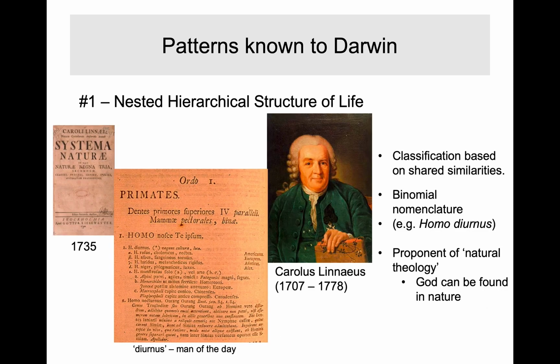Also known to Darwin at the time, of course, there was the Linnaean classification system that was based on shared similarity. They had the binomial nomenclature; we're Homo sapiens, some of our relatives, Homo diurnus. Continuing on, we have the proponents of natural theology, just trying to push us forward that God can be found in nature.